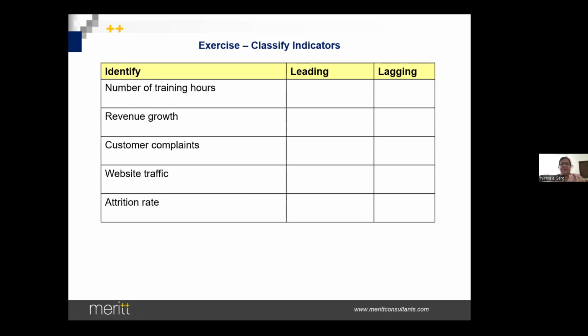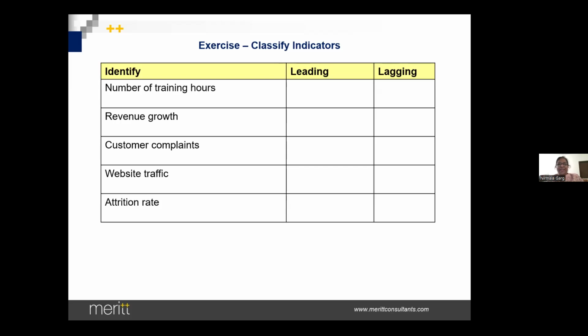Indicators. Identify: number of training hours, lead or lag? Are you sure? It's lead, because it is not the end result. It leads to capability upgrading, upgrading of skills and competencies.